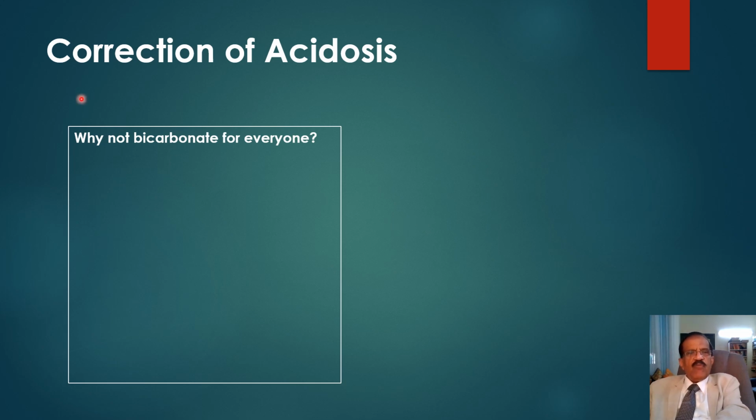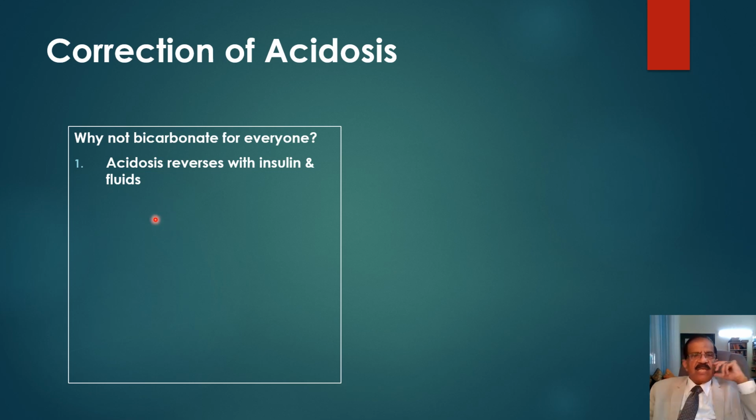This is correction of acidosis. Why not in every patient? Why don't we give bicarb to everyone? Now I'm going to explain. Number one is that acidosis reverses with insulin and fluids. So with this, of course, we are going to give insulin and fluids. If this is going to reverse acidosis, then separate treatment for acidosis is not necessary. This is reason number one.